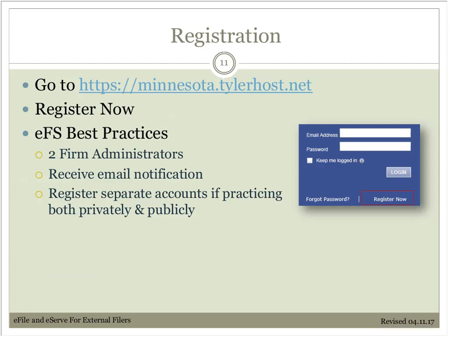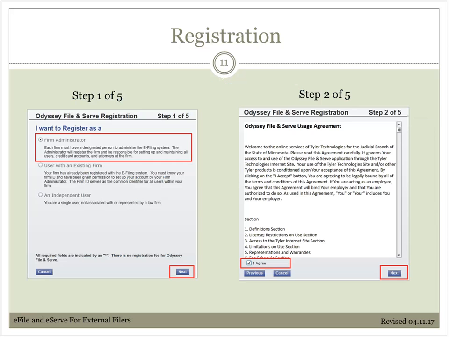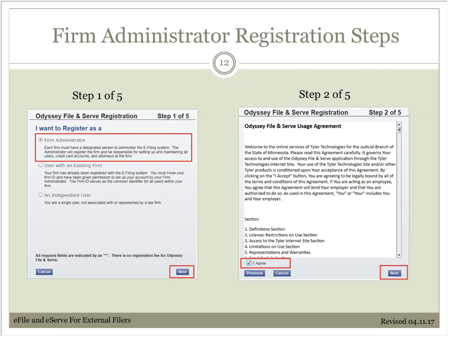To register, you will go to https://minnesota.tylerhost.net. Then you'll click the Register Now button. The Register Now button is located in the bottom right corner on the login page. Once you click Register Now, the Odyssey File and Serve registration screen displays.